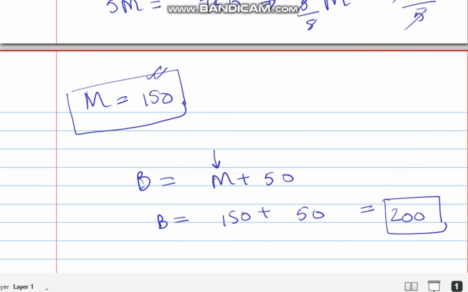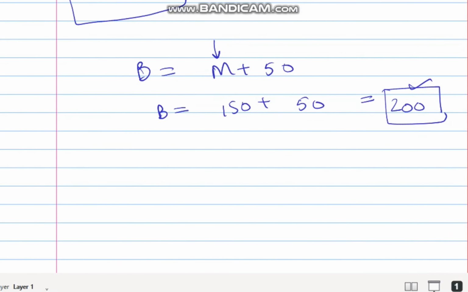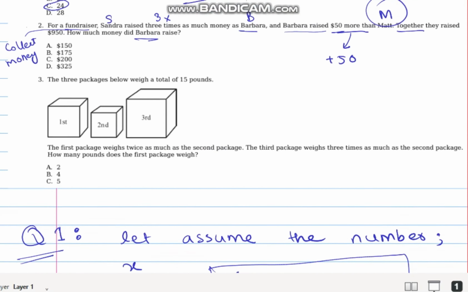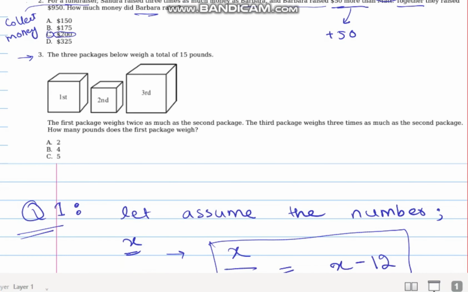Okay, this is the answer, and let me show you the correct options. Okay, this is the answer, and where is the question? Okay, this is the question, and it is present here. It is 200. The correct option will be C. Now, this is the third question.